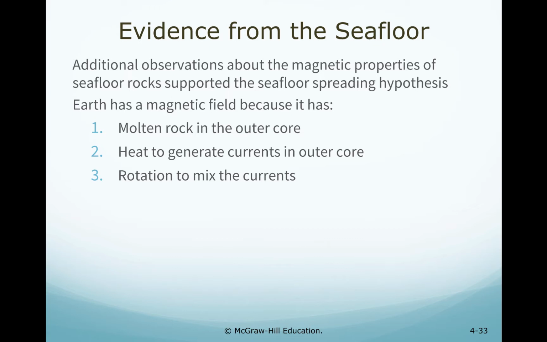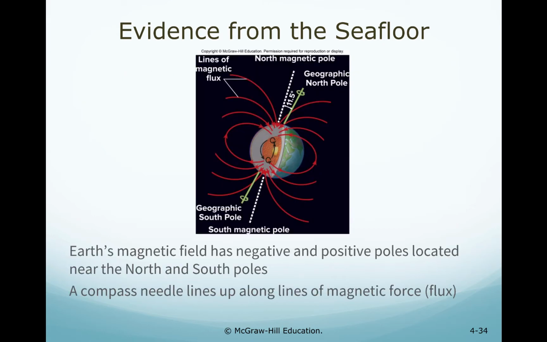Additional observations about the magnetic properties of seafloor rocks supported the seafloor spreading hypothesis. Earth has a magnetic field because it has molten rock in the outer core, heat to generate currents in the outer core, and rotation to mix the currents. Earth's magnetic field has negative and positive poles located near the north and south poles.